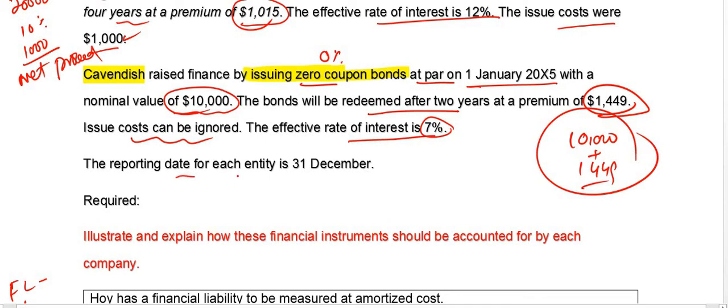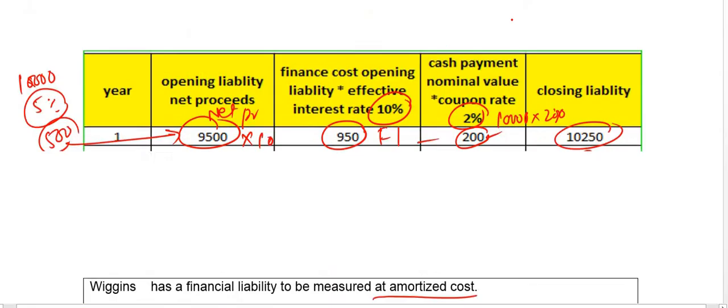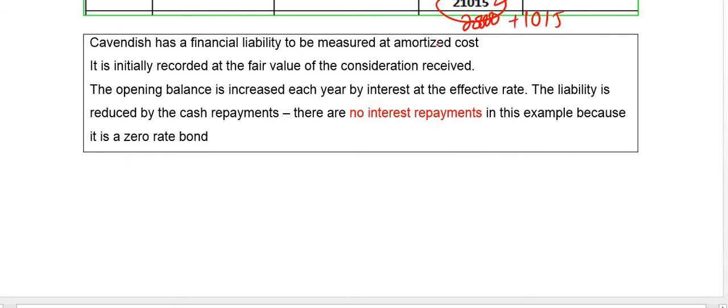Now, illustrating the same thing. If you see here, this is the financial liability, and this financial liability will be subsequently measured at amortized cost. When you are measuring at amortized cost, initially it will be measured at fair value of the consideration received, and the consideration received will be the net proceeds, because you will deduct some discount and transaction costs.